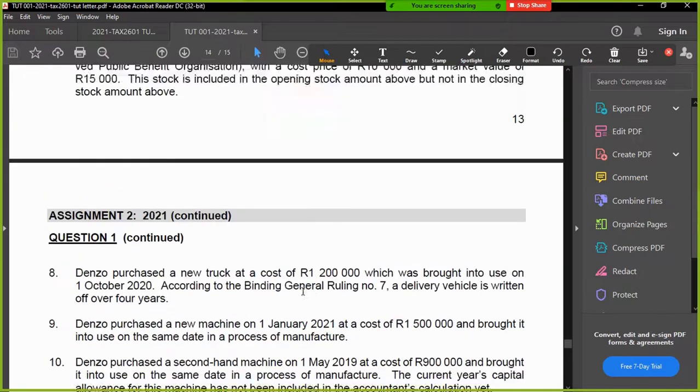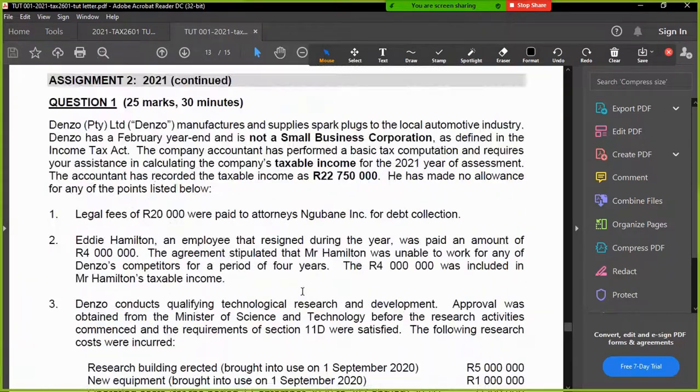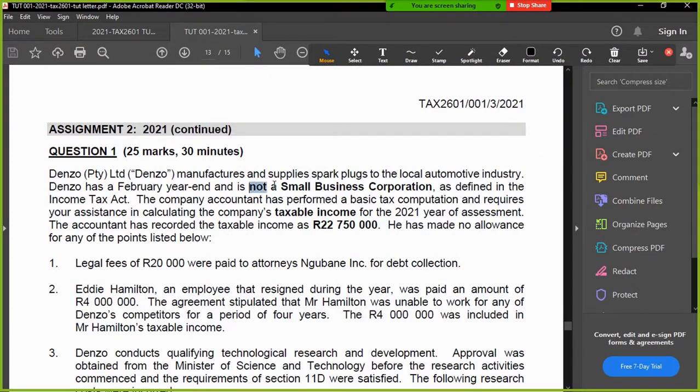But notice this company is not an SBC. So what tax? Oh, it's even easier. If they're not an SBC, there's no sliding scale. Do you agree? Yes. So I'm just going to be using 28% tax. Does that make sense? Yes. Okay, because they're not an SBC, you don't apply SBC, so you don't even need those other capital allowances.